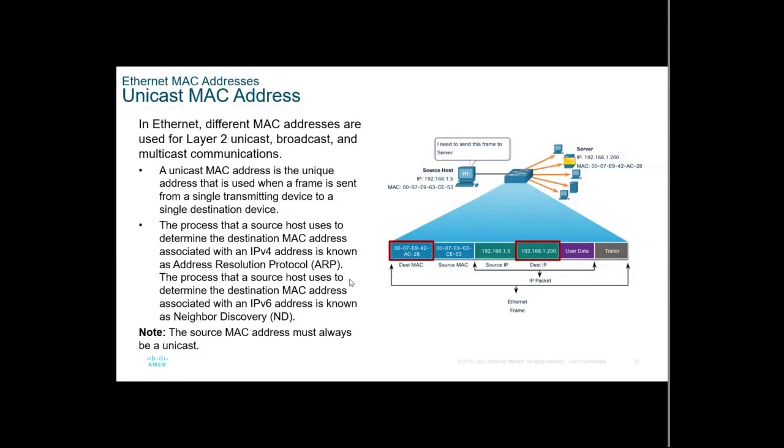The process that a source host uses to determine the destination MAC address is associated with an IPv4 address. So let's just describe a problem. I want to go to the website that's here. I know the web server is 192.168.1.200 because we all use IP addresses to communicate. We use DNS to communicate.